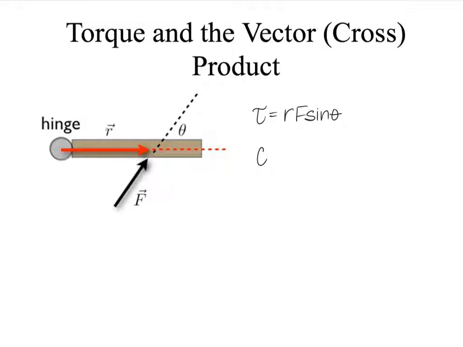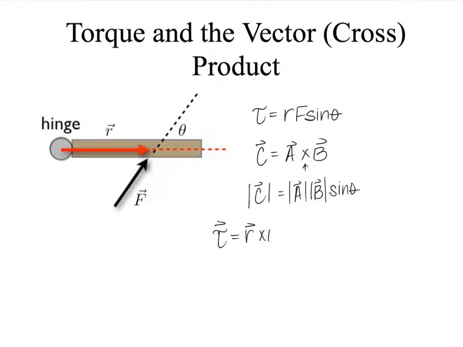Remember that by definition, the cross product, and the reason we call it the cross product is because we use this symbol for the operation, has a magnitude equal to the magnitude of these two vectors times the sine of the angle between them. So you can see from the similarities that torque could actually be calculated as r cross F.